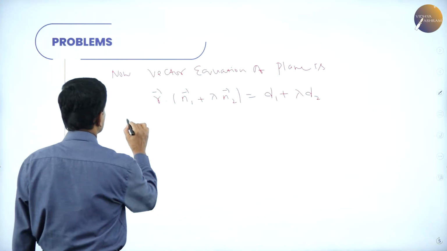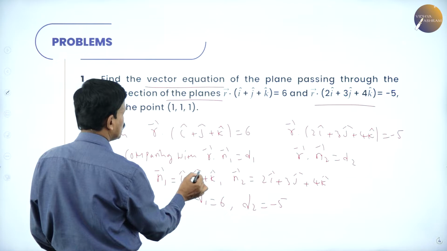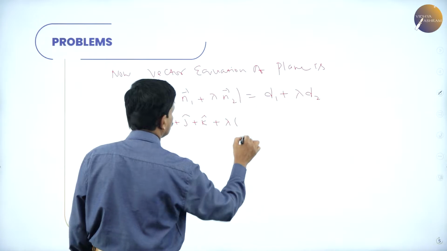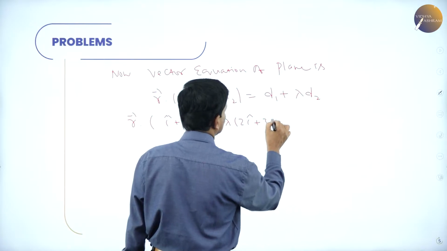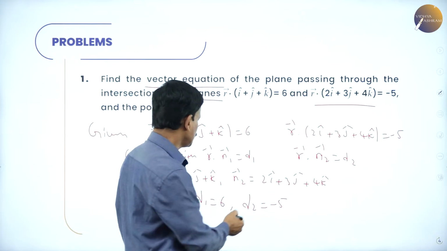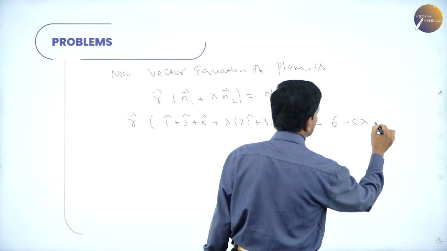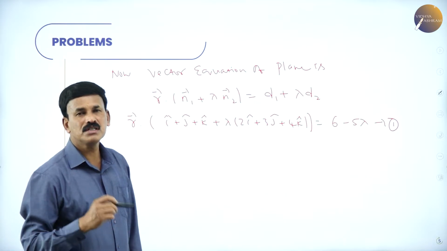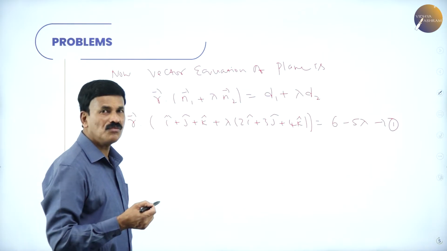Now substitute the values. r·(n1 is i cap plus j cap plus k cap, plus lambda into (2i plus 3j plus 4k)) is equal to d1, d1 is 6 and d2 is minus 5, so 6 minus 5 times lambda. Let us represent this as equation number 1. Hope you followed. Substitute the values of n1, n2, d1, d2 in the equation of the plane in vector form.